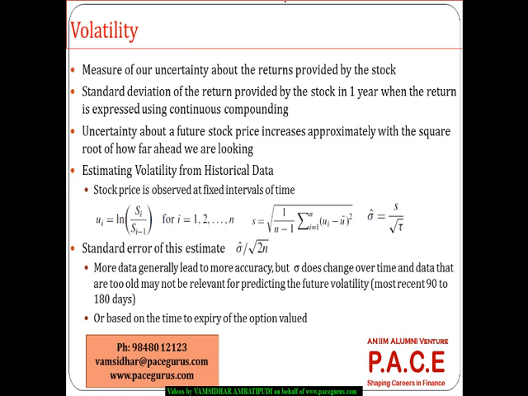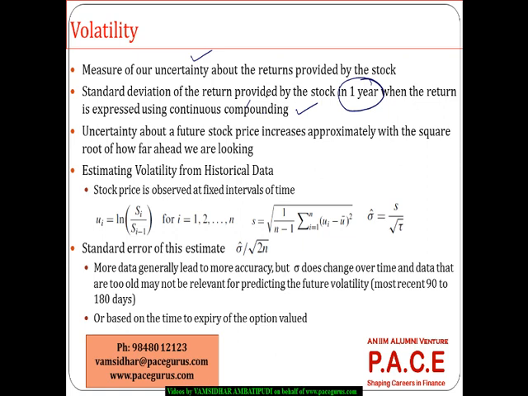Then when we go towards volatility, it's a measure of uncertainty about the returns provided by the stock. So it's not a fixed return; there is some level of uncertainty regarding the returns provided by the stock. In general, whenever we talk about volatility, it is the standard deviation of the returns in 1 year, and the returns are expressed using continuous compounding. That is what we call the volatility.